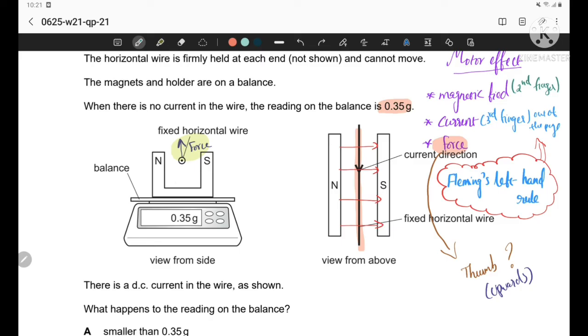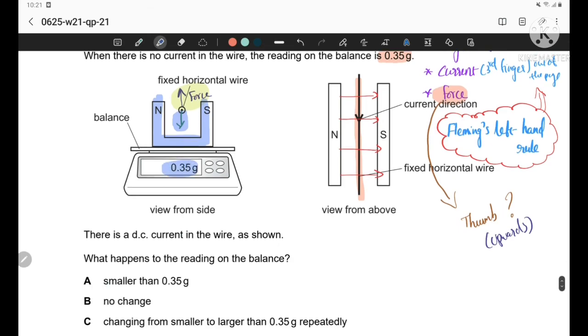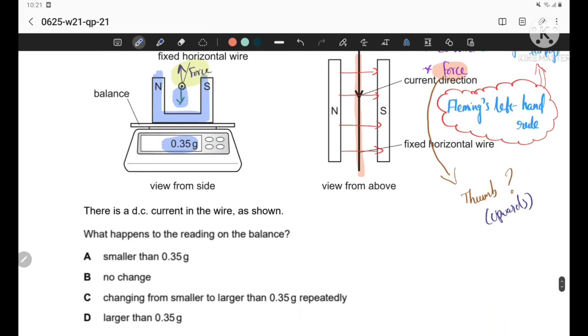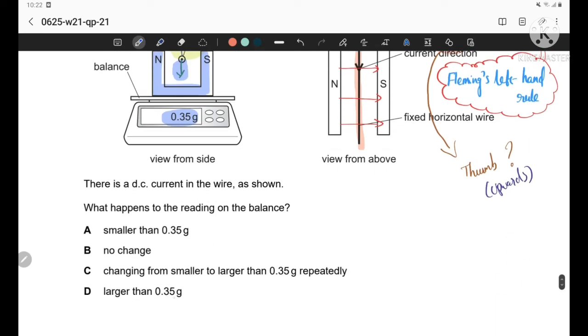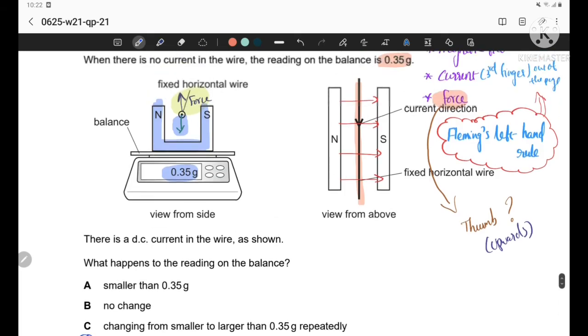This is known as reaction force or Newton's third law force. So there will be an equal force acting in opposite direction. So we can see that other than the weight of this system or this magnet, there is one additional force also acting on this balance. So the new reading will be something greater than 0.35 grams. Hence, the correct answer is option D, larger than 0.35 gram. The reading will be larger when there is a current flowing in the conductor in the given direction.